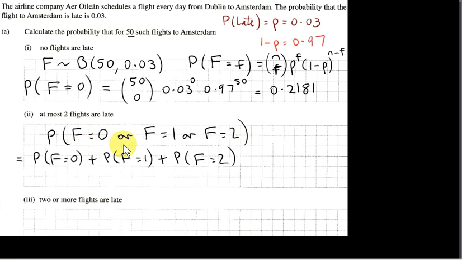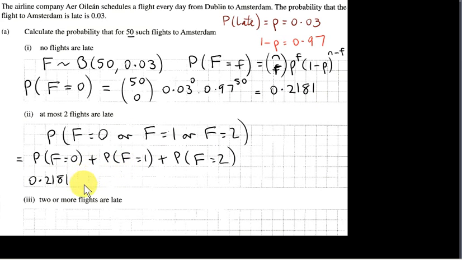These three events, f equals 0, f equals 1 and f equals 2, are mutually exclusive. If no flights are late, then we can't have exactly 1 flight being late, and vice versa. So these three events exclude each other. By the OR rule, we just add the probabilities together. The probability that f equals 0 has already been calculated. To 4 decimal places, it's 0.2181.